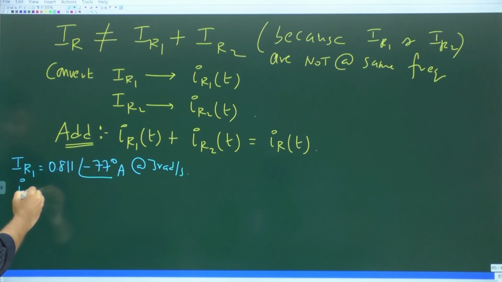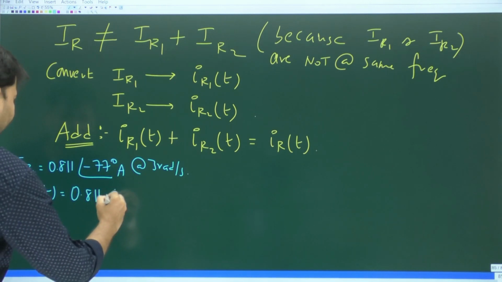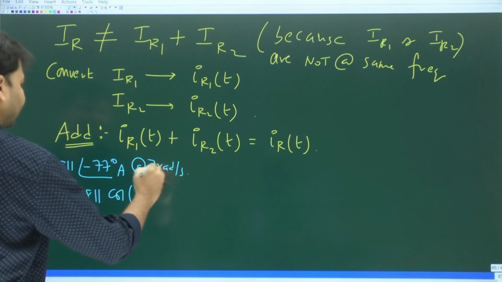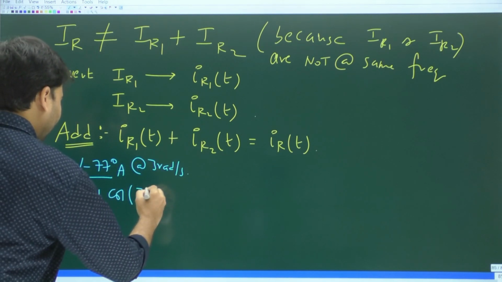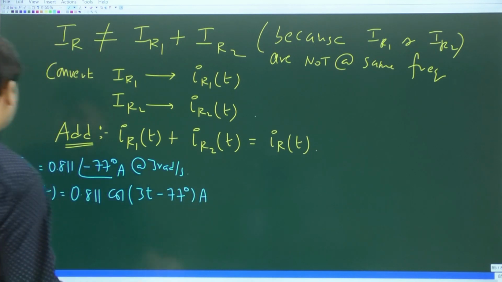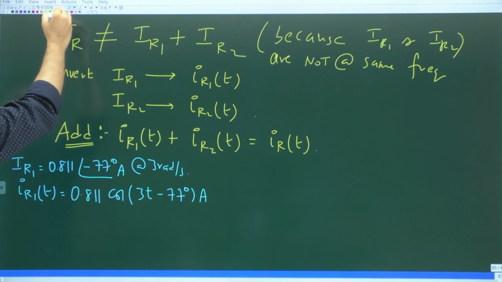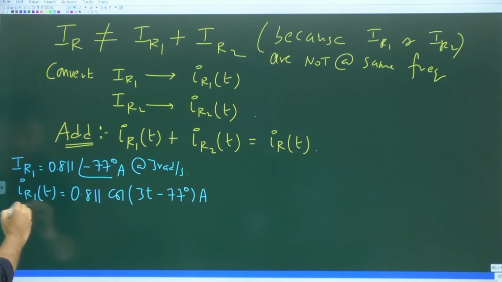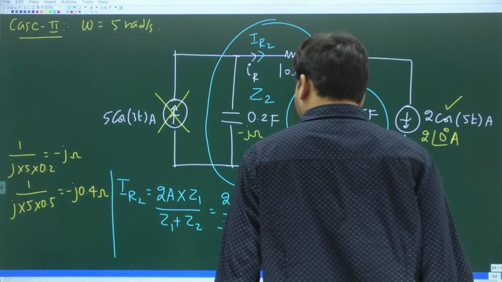So can't we directly convert this into the time domain? 0.811 is going to be the amplitude. So 0.811 cos omega t, because the phasor is defined at 3 radians per second, omega t is going to be 3t, minus 77 degrees amperes. That's all. This is capital IR1. And we can also convert the other phasor into its time domain representation. What is the other result that we got?